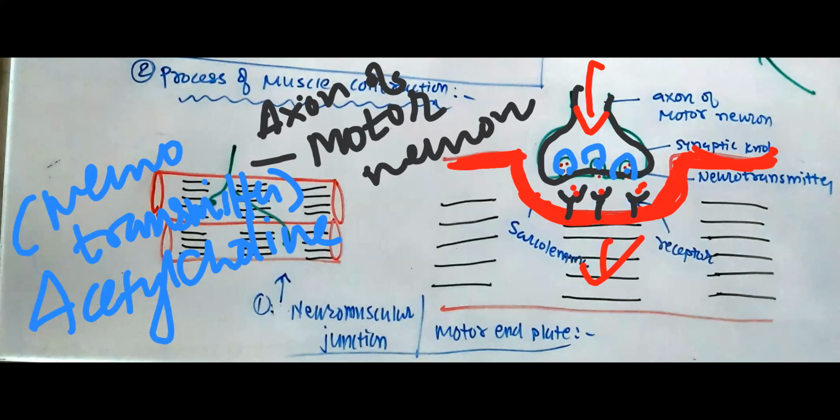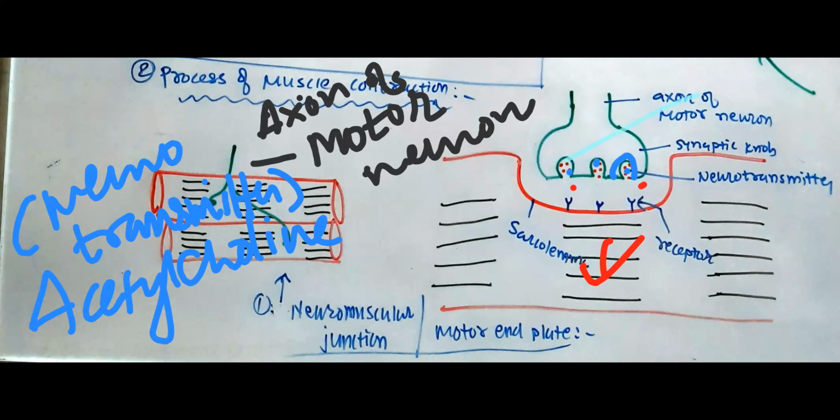that is sarcolemma, can you see there is a physical gap between the two? Can you point out that gap? This gap I am talking about, a physical gap between synaptic knob and sarcolemma, is called synapse. What is it called? That gap is called the synaptic gap or synapse.